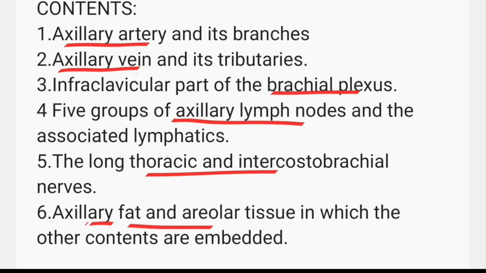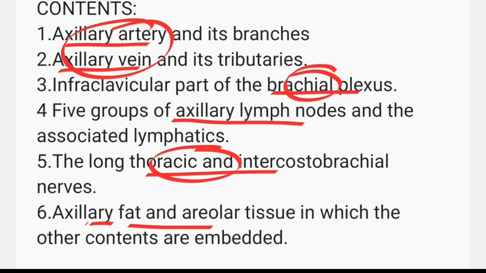You remember by first of all vascular structures. Vascular structures are artery and vein, the axillary artery and axillary vein. Then neural structures: brachial plexus, long thoracic and intercostobrachial nerves. Then lymphatics, the axillary lymph nodes, and also axillary fat and areolar tissue.